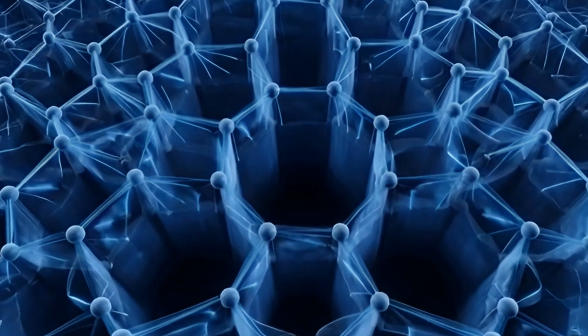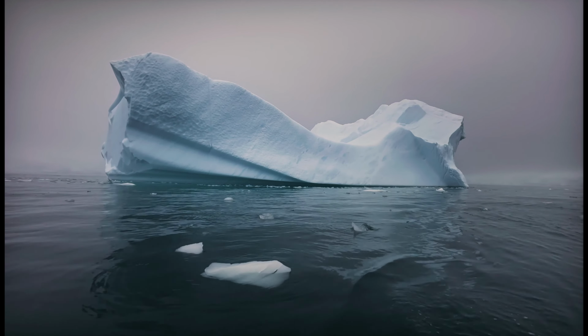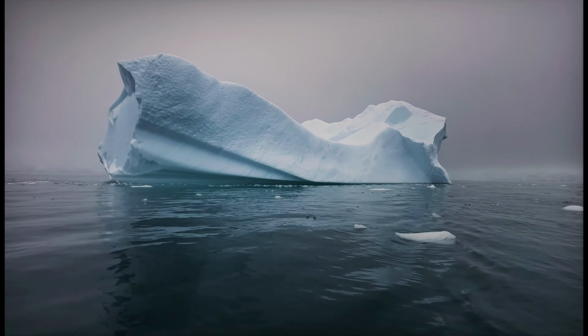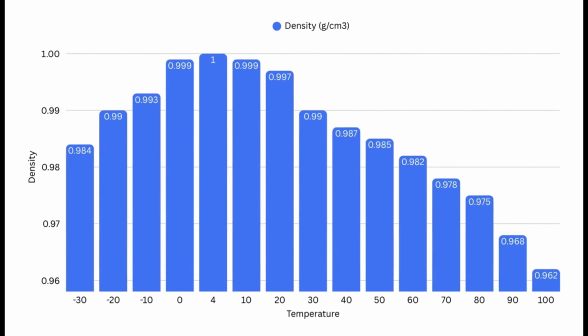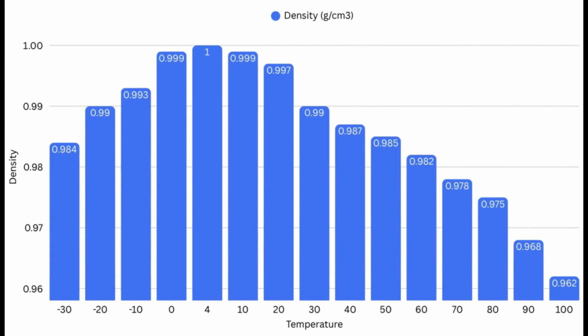That open hexagonal structure creates empty space within the crystal. More empty space, less density. Lower density, floating ice. Water actually reaches peak density at 4 degrees centigrade, then begins expanding before it even turns to ice. It's backwards from almost everything else in nature.